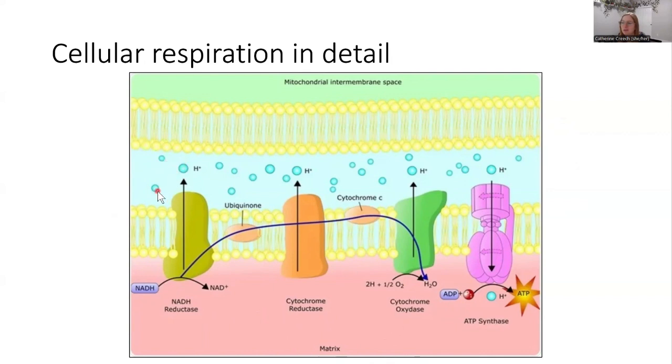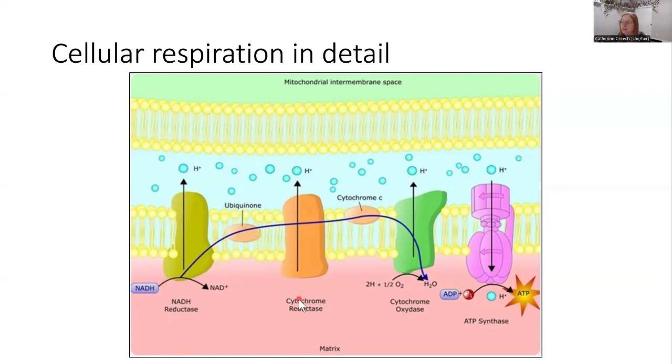Here we have little blue dots. Those are hydrogen ions. And then inside the inner membrane, we're showing you the electron transport chain, which is made of these different proteins. The first protein is NADH reductase. It's reducing. Reduction is gain. So that's OIL RIG. That means something's going to be gaining an electron. Where is it gaining the electron from? From this high energy electron carrier. It's going to donate electrons.